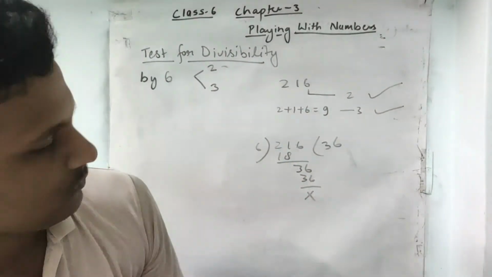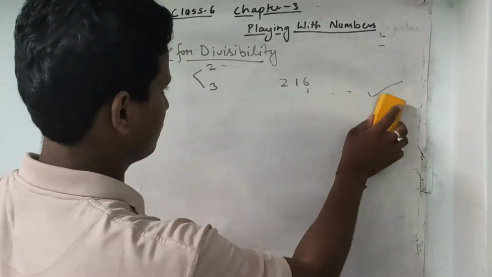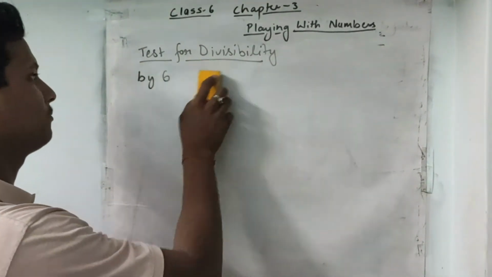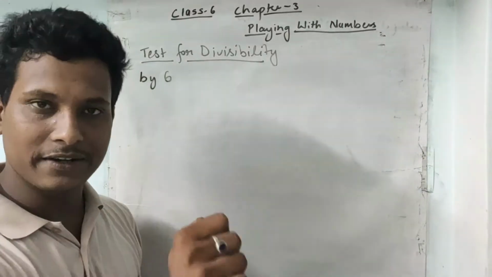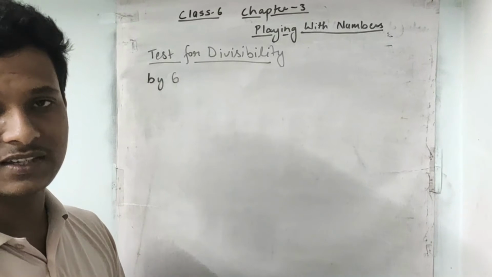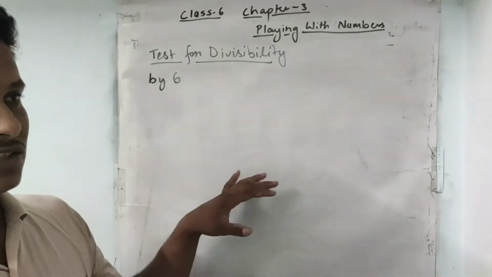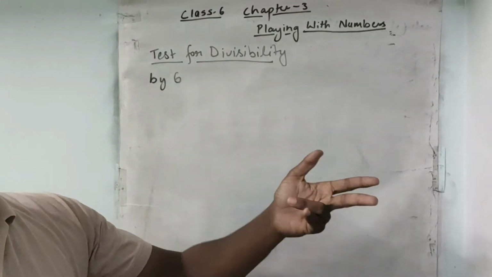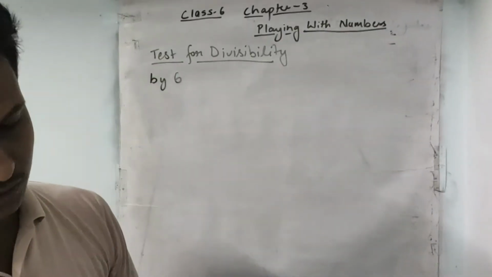Okay, just check by both numbers. If the number is only divisible by 2 or only divisible by 3, then we cannot say that the number is divisible by 6. Okay, so for checking 6, both the numbers' divisibility should be there. Okay, 2 and 3 both.